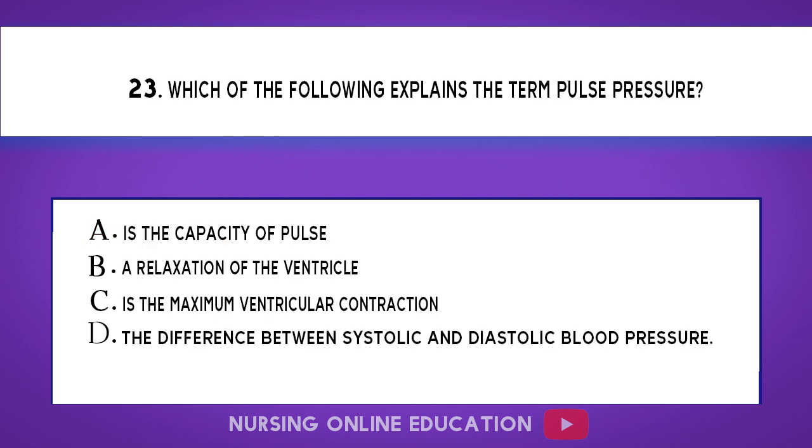23. Which of the following explains the term pulse pressure? A. Is the capacity of pulse. B. A relaxation of the ventricle. C. Is the maximum ventricular contraction. D. The difference between systolic and diastolic blood pressure. The answer is option D. The difference between systolic and diastolic blood pressure.